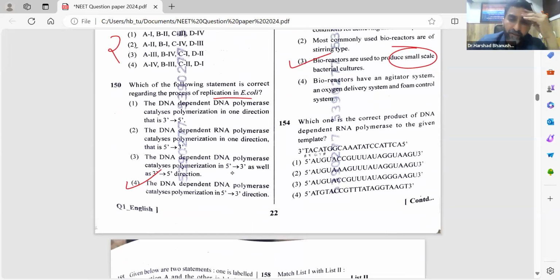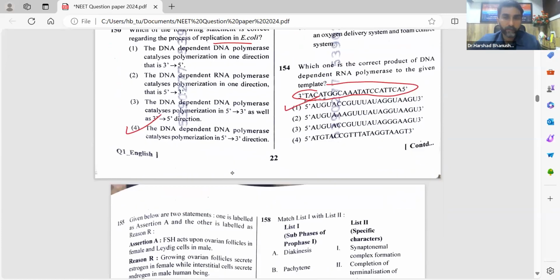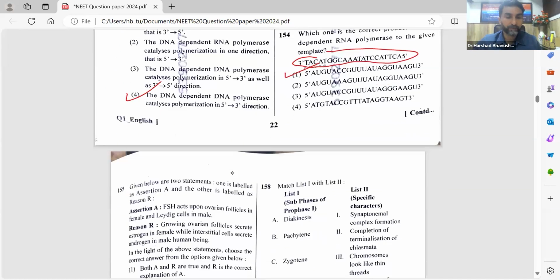In this case, they have asked you what is the product of DNA dependent RNA polymerase by the given template. So here is your template. And if you do your match, I have done the match. The first one is the correct match of the DNA template, that is, the complementary one. So answer would be option number 1, which is just the match.